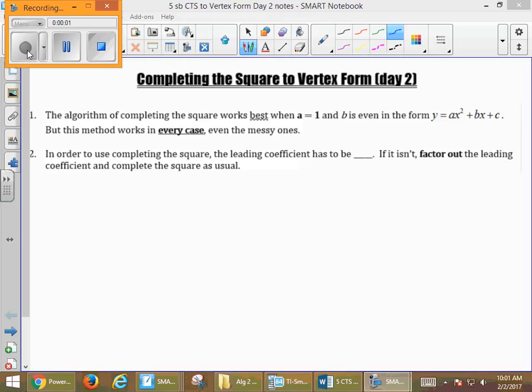Yesterday we talked about how when we were given a standard form of a quadratic, we can use the method of completing the square to turn it into the vertex form of the quadratic, because it's nice to have both the standard form and the vertex form when solving for the turning points and things like that.